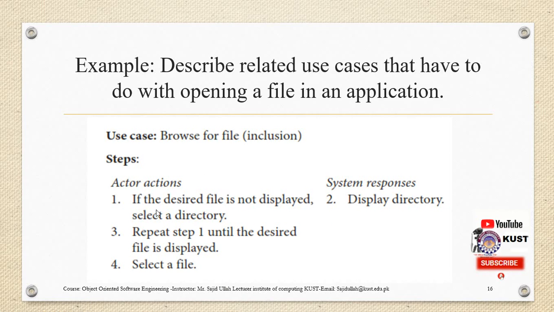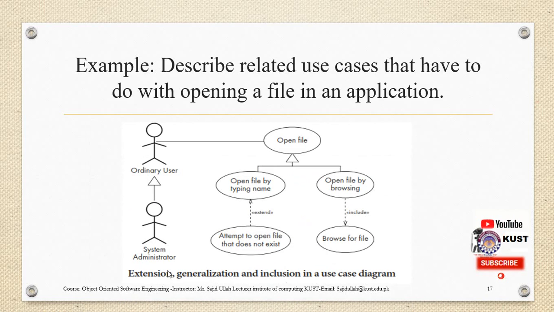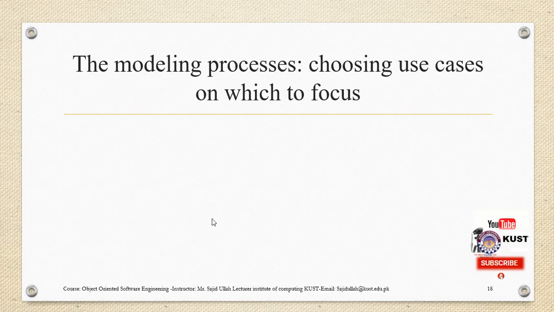Attempt to open a file that does not exist. It's the extension of open file by typing name. Here we can see if we type a name that does not exist and then click on open, the system indicates that the file does not exist. Correct the file name, click open, remove the dialog box. Browse file: if a desired file does not display in the directory, select a directory, repeat step 1 until the desired file is displayed. Select a file.